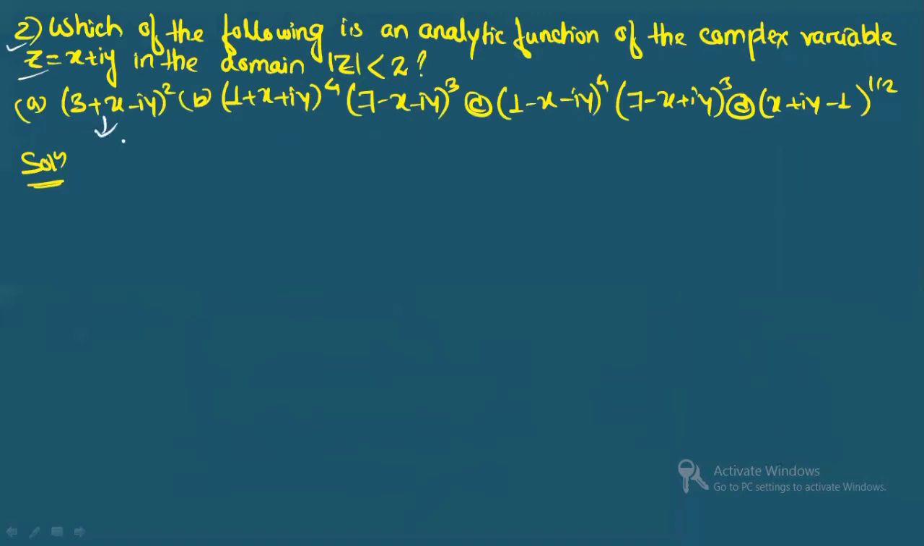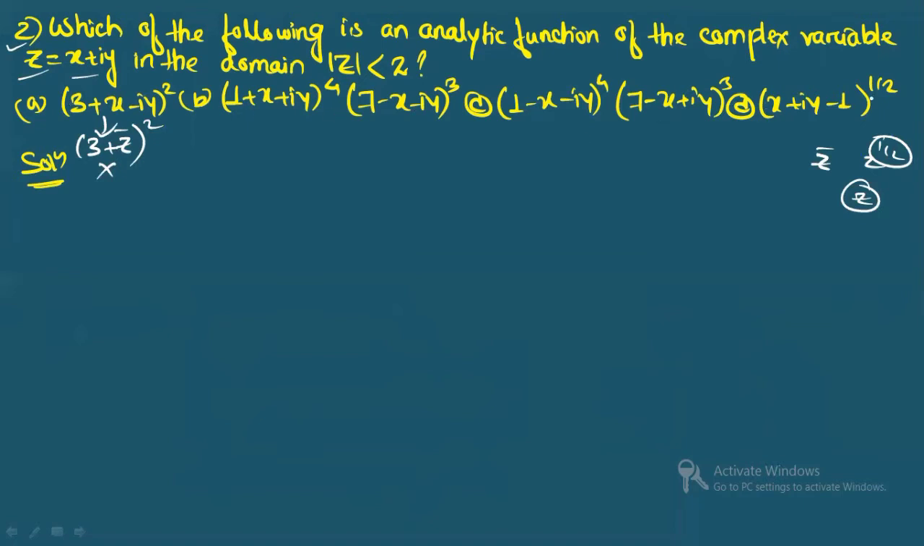So first, if you see this first option, for an analytic function you should not have z bar, and z to the power should not be a positive integer. If you can reduce it to a polynomial of z, then that particular function is analytic. So here you can write it as 3 plus x minus iy, where z is x plus iy. This is z bar, so this is not analytic.